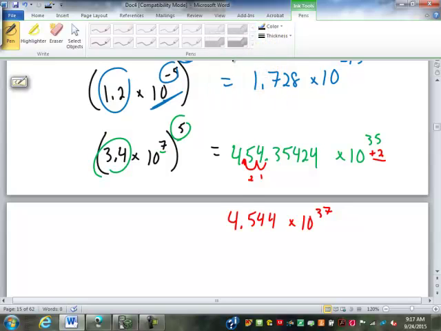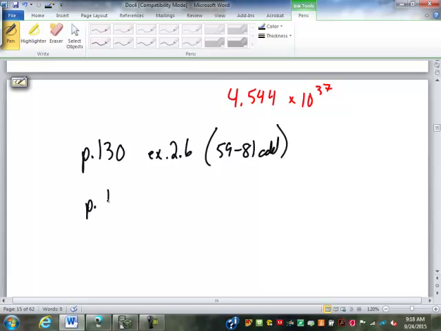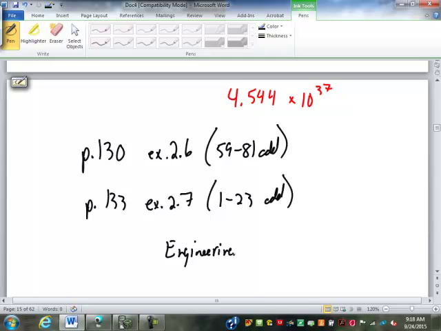Okay, I think it's time to let you guys practice. I need a couple minutes to pass back your tests anyway. So in your book on page 130, exercise 2.6, it is problems 59 through 81, the odds. And on page 133, exercise 2.7, problems 1 through 23, the odds. Now there's something in there called engineering notation. We have not had time to talk about that yet. So if you hit that, if you can figure it out from looking through the section, that's great. Otherwise, we'll talk about that a little bit tomorrow.